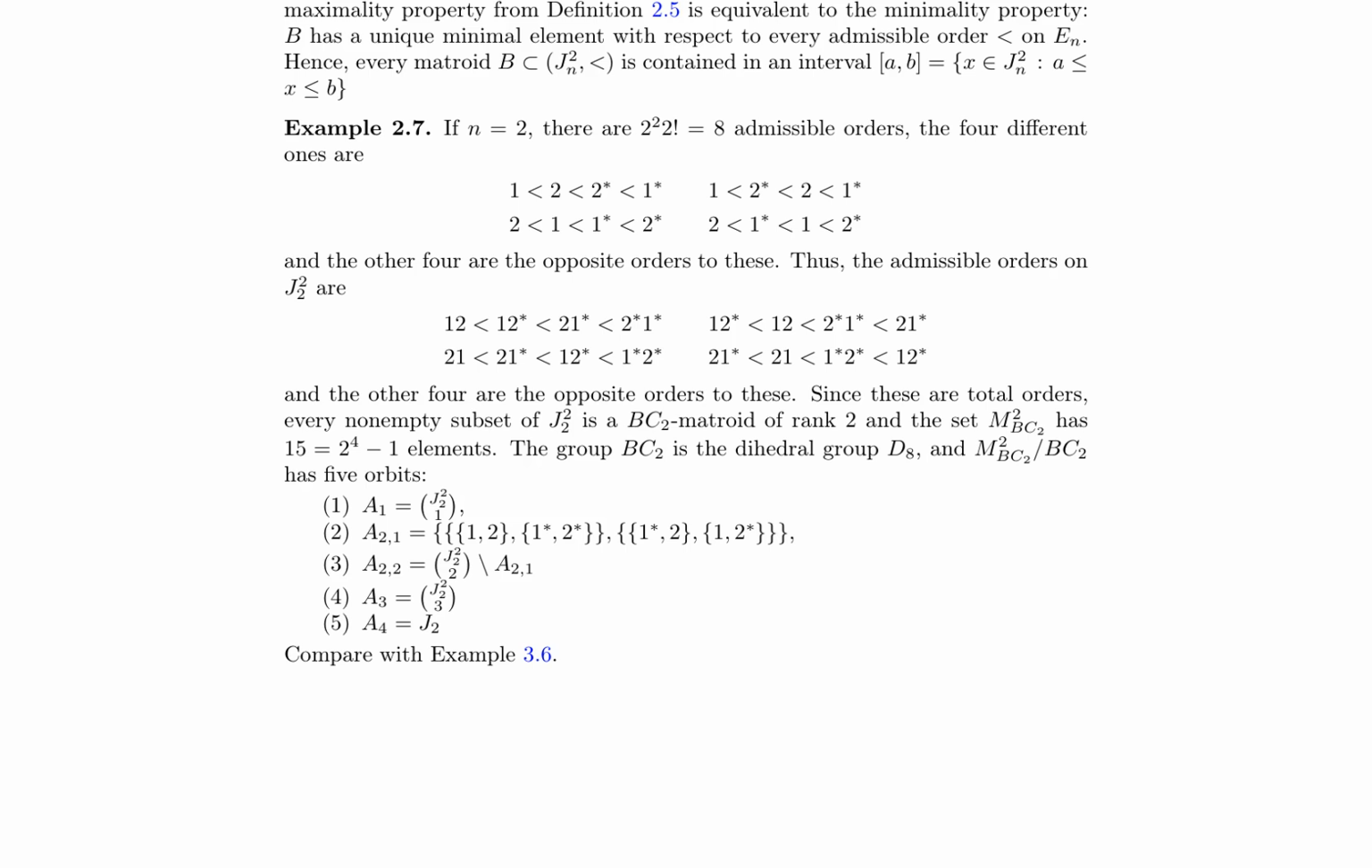The number of admissible orders on n is 2^n, with half being the opposite orders of the other half. The maximality property is equivalent to the minimality property, and every matroid B, a subset of J2n, is contained in an interval [a, b] equals the set of x in J2n such that a is less than or equal to x is less than or equal to b. An example is provided for n equals 2, where there are 2 to the power of 2 equals 4 admissible orders, and the admissible orders on J2n are listed. The set M2 BC2 has 15 elements, and the group BC2 is the dihedral group D8, with M2 BC2 modulo BC2 having 5 orbits.